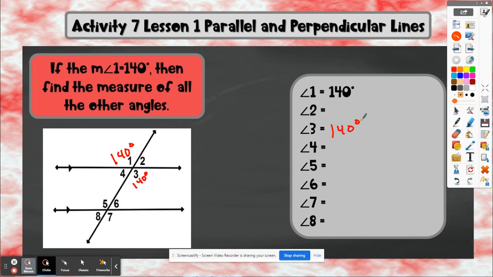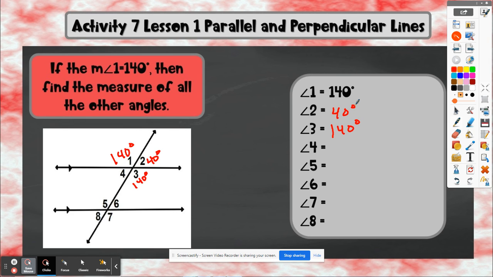Now, is there a way to find angle 2? Yeah. How? What do you know about angle 1 and 2? What do they form? 180. Why? Because it's a straight line. So angle 1 and angle 2 form a straight line. So if this is 140, angle 2 has to be what? 40.